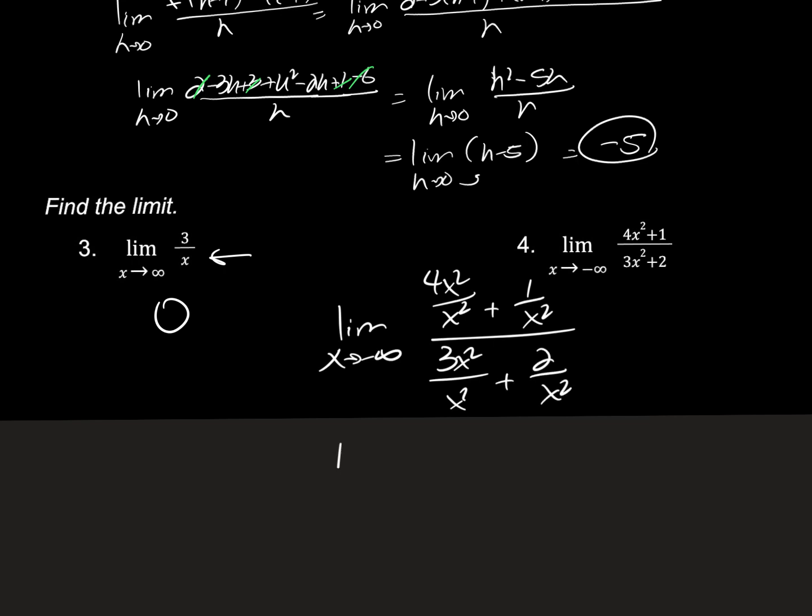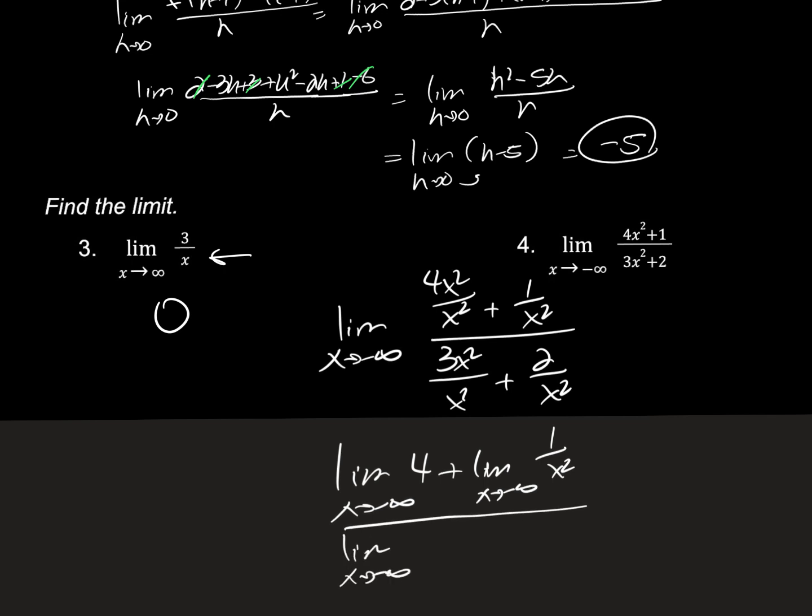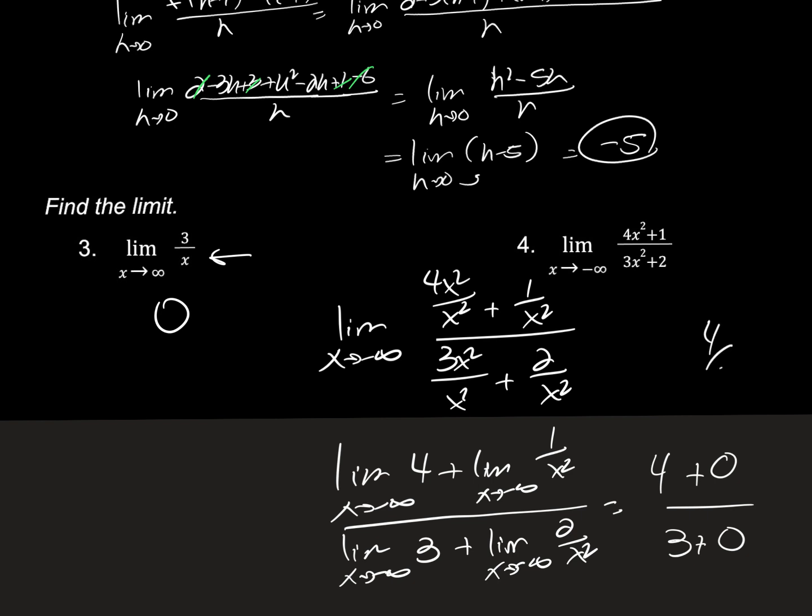And then I'm going to take the limit of each term. So I'm going to go limit of 4 plus the limit as x approaches negative infinity of 1 over x squared, over the limit as x approaches negative infinity of 3 plus the limit as x approaches negative infinity of 2 over x squared. Now we know those limits. If you have a constant, the limit's just a constant. You have a constant over x squared, that's going to be 0. So your limit is just 4/3 on that one, just 4/3.